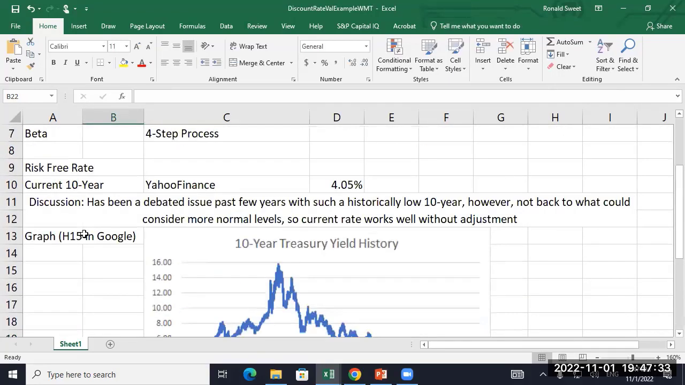All right, questions on the risk-free rate? Does that seem pretty straightforward? So this is one where, if you wrote the paper in my investment class, you probably can't use what you did there because interest rates were a lot lower back then.